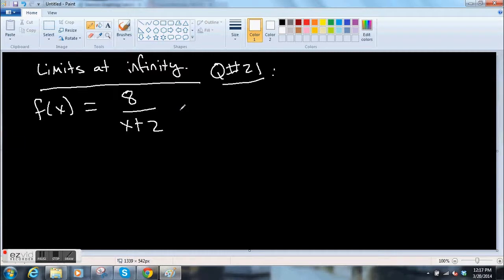The question says, for each problem, answer part A and B. So we want to use the graph. We're going to use the graph to answer these different parts. Part A has 4 parts. Don't you hate it? My son hates it when math problems have more than one part per thing. So first of all, we're going to use the graph to find the vertical asymptote.